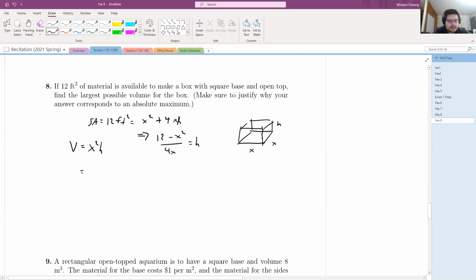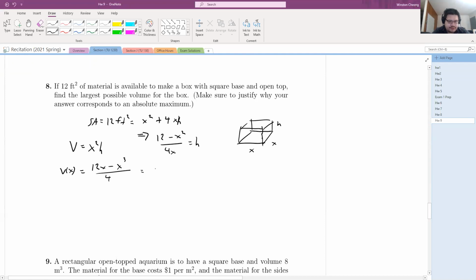Okay, and so now I can replace H by that, and I'm going to get a function for volume in terms of just one variable X. Let's see, if I multiply this over, we're going to have X cancel, but we'll have an X on top. So I'll just do that in one go. So we would end up with this.